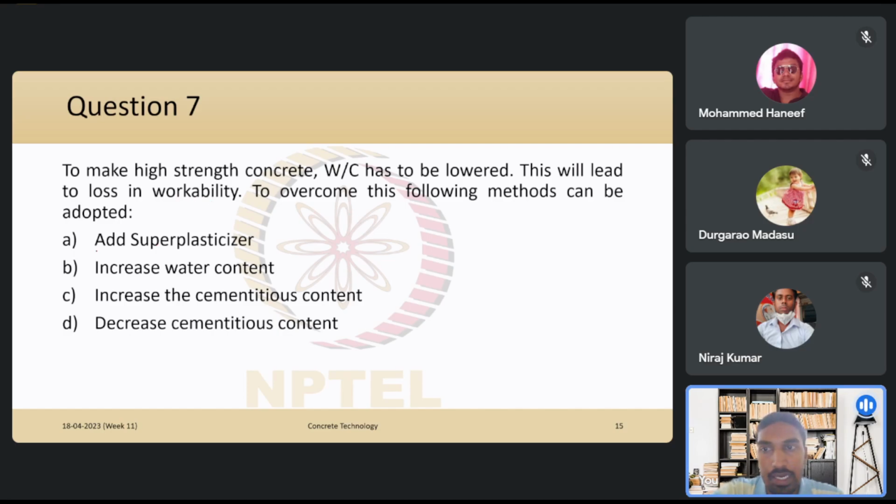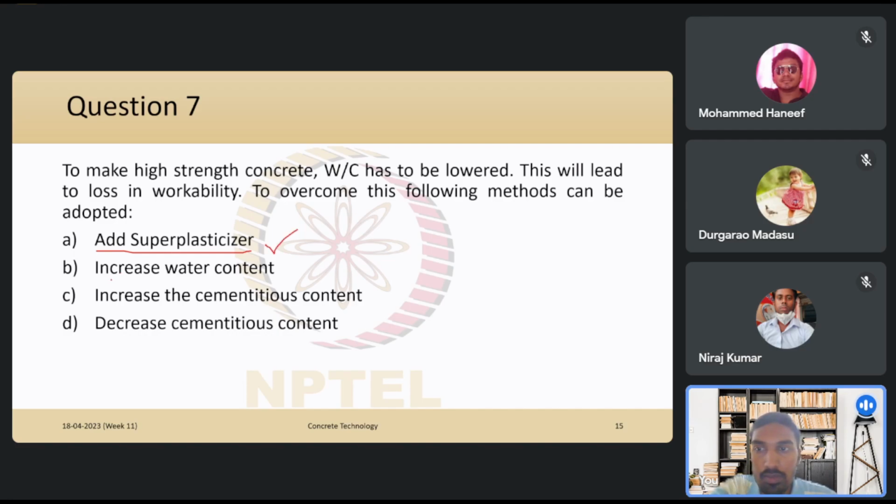So one is adding superplasticizer, as we have already seen in the lectures on chemical admixtures. The superplasticizer, or the water reducing agent, helps in increasing the workability while keeping the water content the same, right? So by not adding more water, if you add more superplasticizer, you will get more workability, right? Therefore, for the given water to cement ratio, you can increase the workability by adding superplasticizer. So this is one valid option.